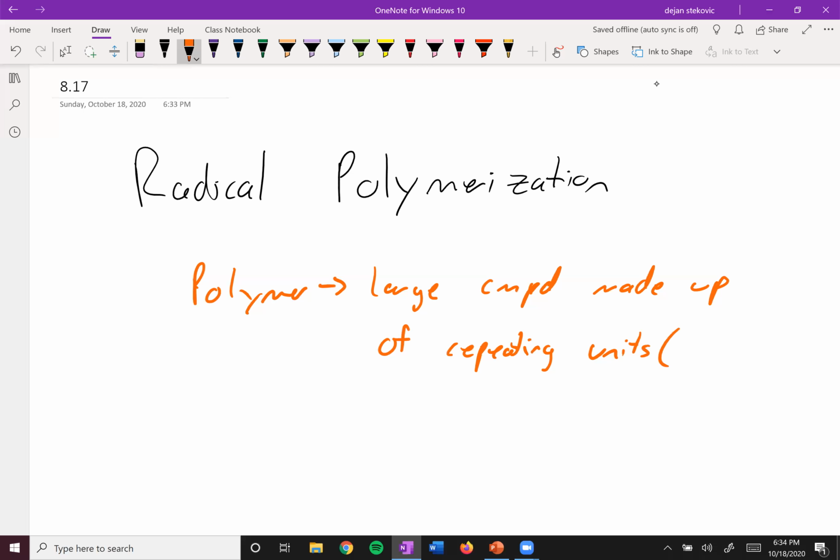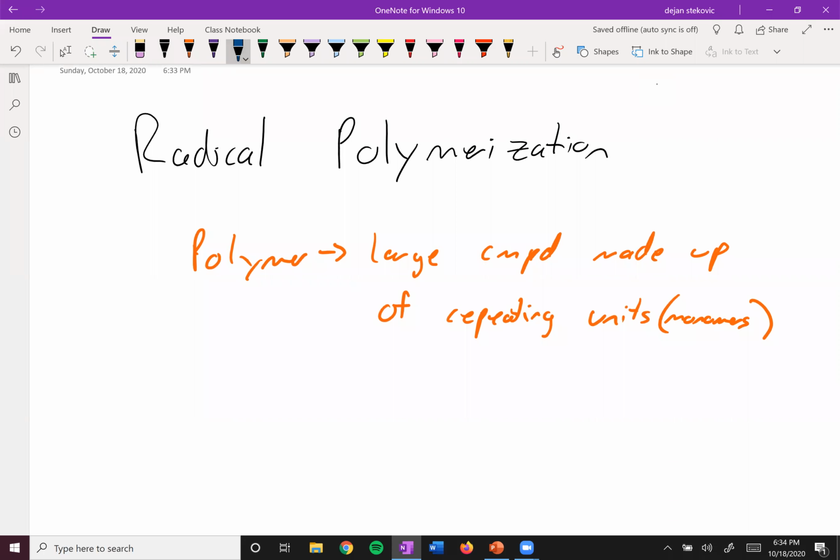And these repeating units are called monomers. Right, so maybe you can think of a brick wall as being made out of monomers of bricks. Polymers are also really important in biochemistry. Your DNA is a polymer of your nucleic bases. Cellulose is a polymer as well. And then all the proteins in your body are polymers of your amino acids, right?